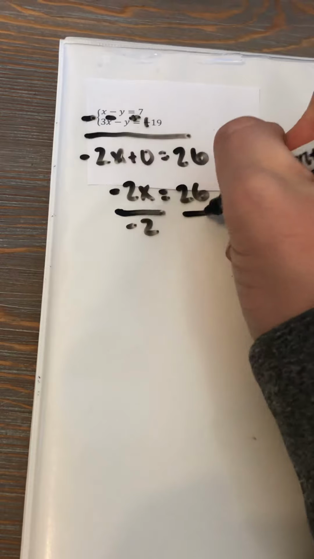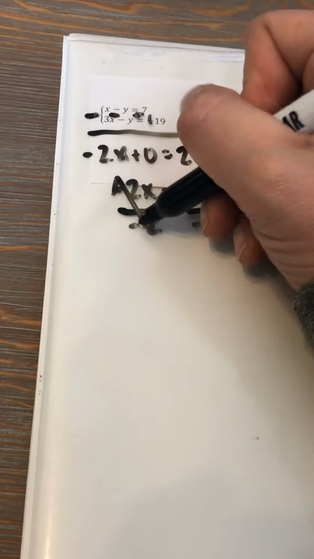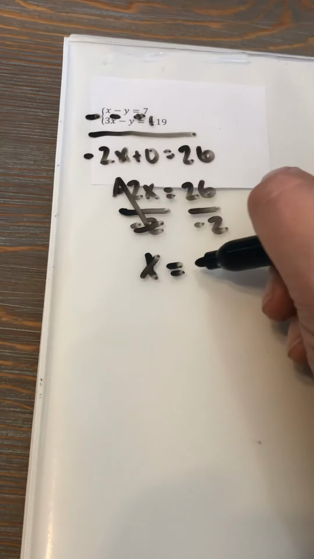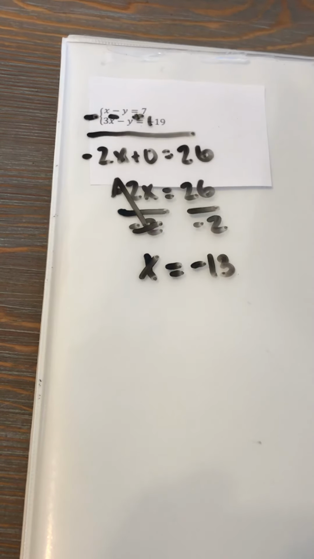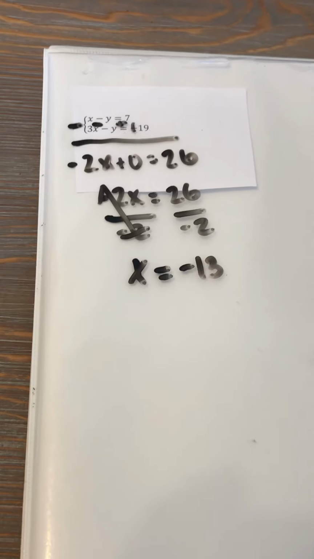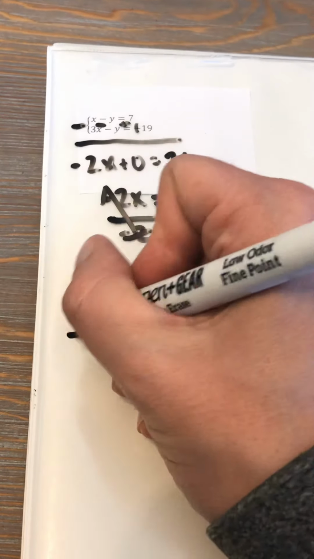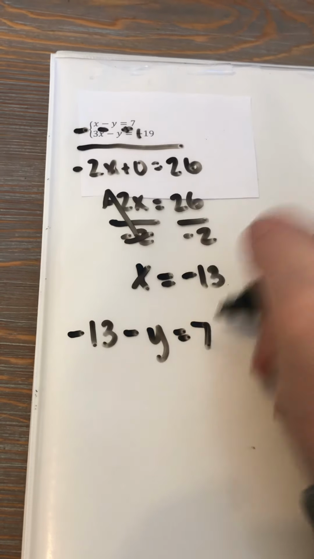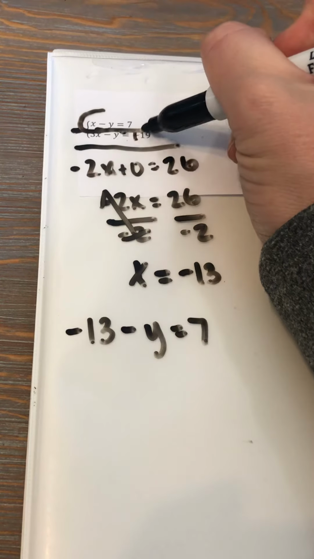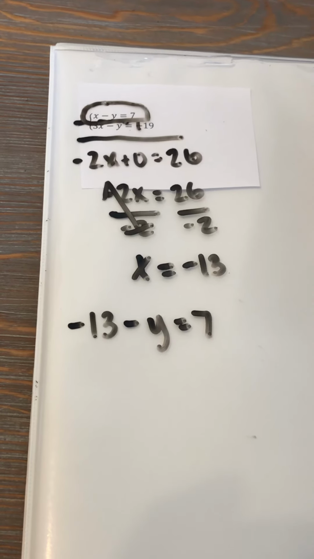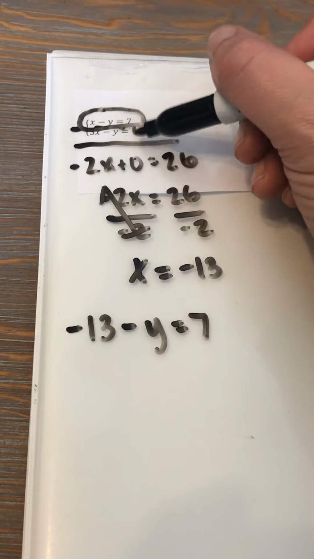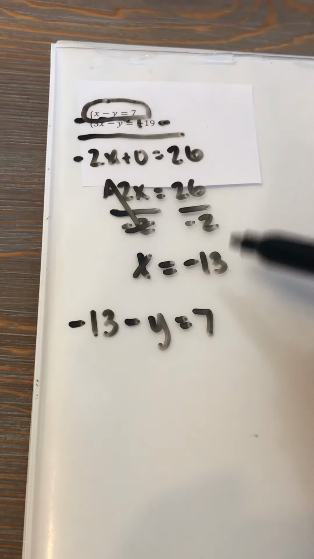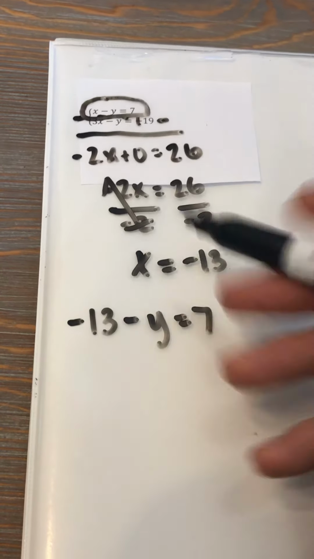Divide by negative 2, so we can get x by itself. This is 1, so 1x equals negative 13. Now that we know what x equals, we can plug it in to solve for y. Negative 13 minus y equals 7. You guys can see I chose the first equation. There's no reason that I picked the first equation. You could pick one of the two. It does not matter. We could have plugged it into this one. But I'm going to finish solving down here.